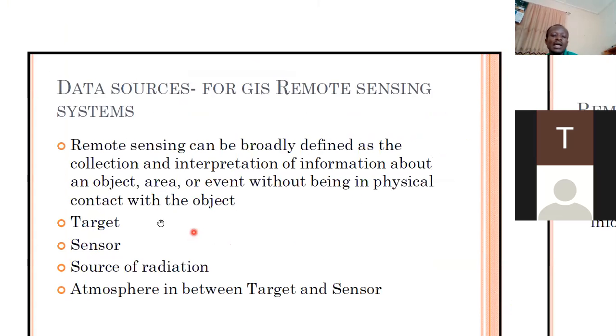There's always a source of radiation, normally the sun. The target is the ground, all the objects on the ground around you: the tank, the wall, everything, the bare ground, vegetation, all that is the target. Then there's the reflection of the source of radiation, or the interaction of the radiation with the target, which now gets recorded in the sensor. Is that okay?